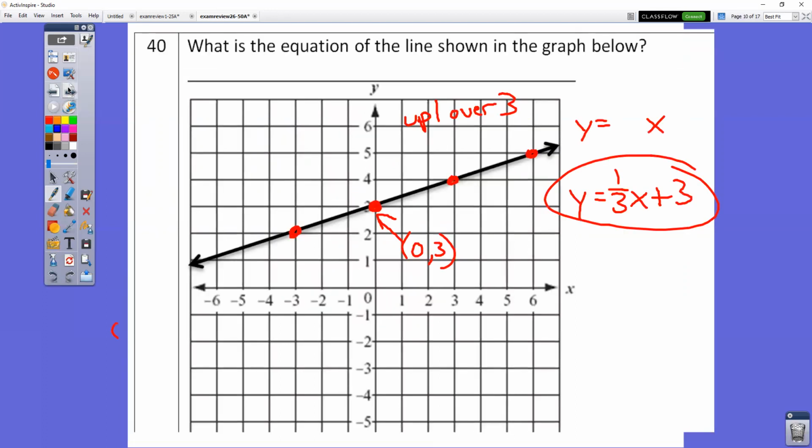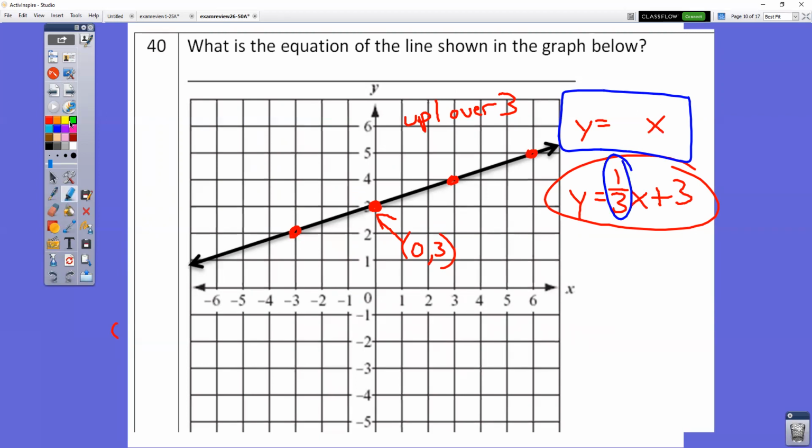In question number 40, write the equation of the line. Every equation that you ever write has a y equals and an x, all right? The slope goes in front of the x. For your slope, how do you get from dot to dot to dot? Up 1 over 3, up 1 over 3. That's where this 1/3 comes from in our answer.